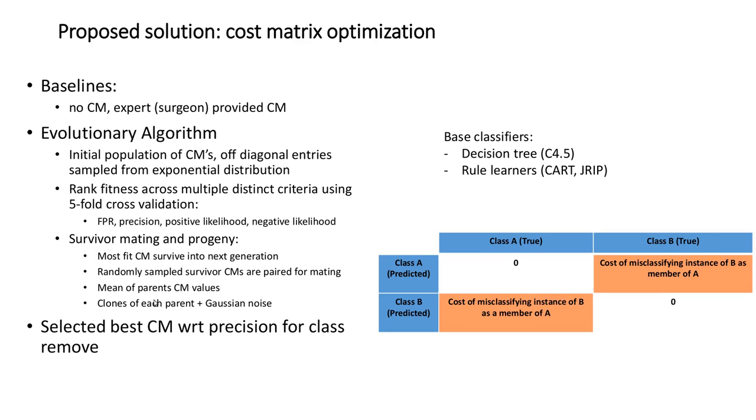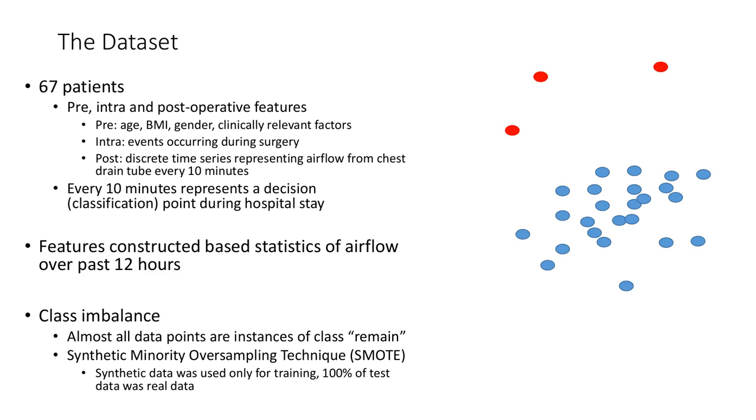Besides the most fit cost matrices surviving to the next generation, they'll be paired off, and the mean of two parents will be randomly sampled. The mean of the two parents' cost matrix values will also produce a progeny, and then we'll basically clone the parents and add Gaussian noise to the off-diagonal entries. And so the idea is that we get very robust cost matrices from this process. This is what we end up seeing.